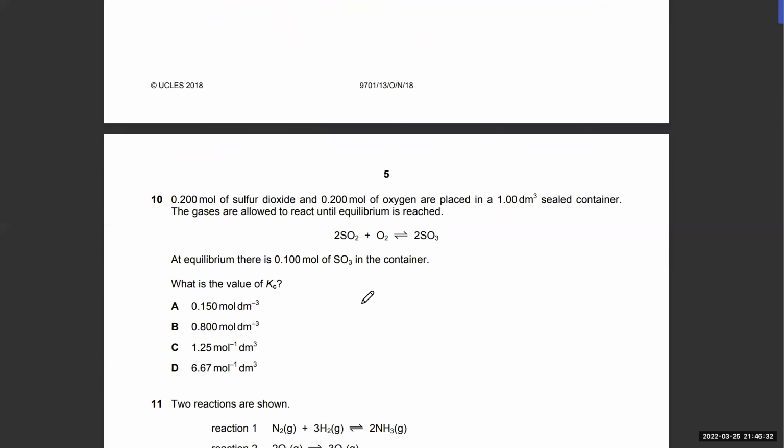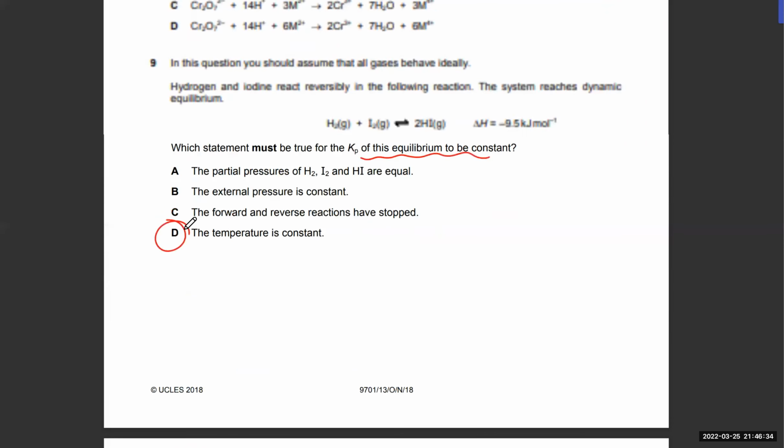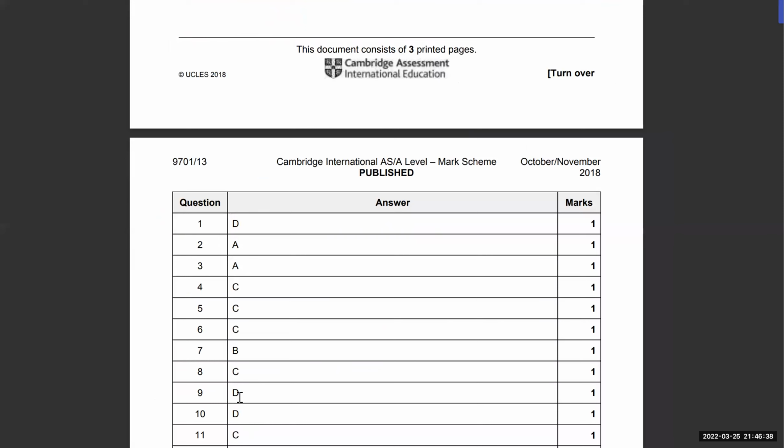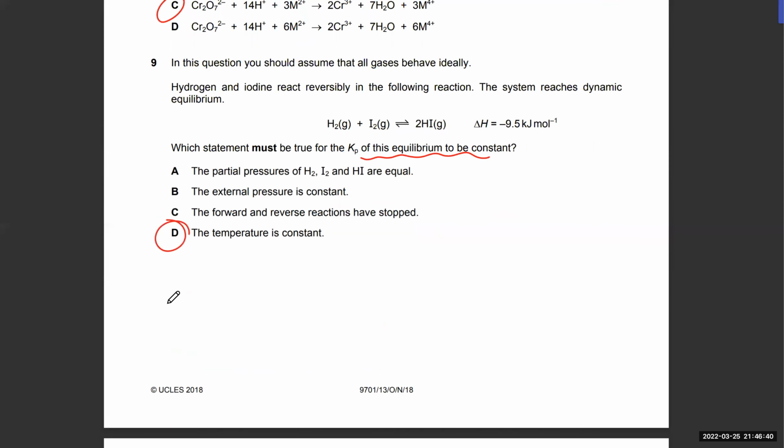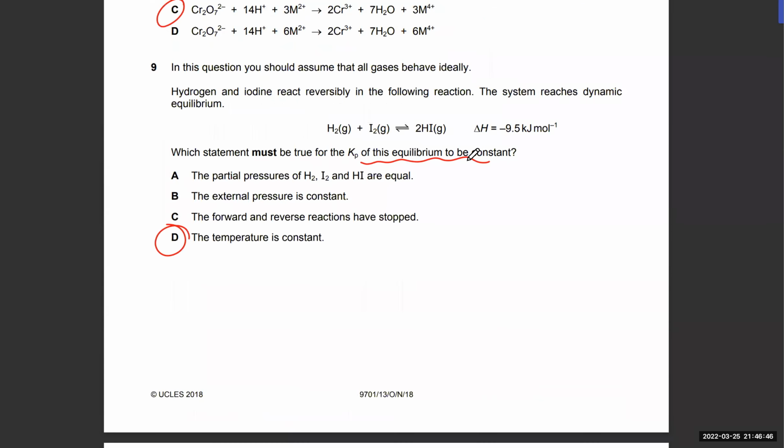So let's move on to the next one. Let's see, this should be D. It is D. Just remember, all equilibrium constants only change with temperature. That's it. So if you want to keep them constant, you have to keep the temperature constant. Whatever else you do, it will make no difference to Kp.